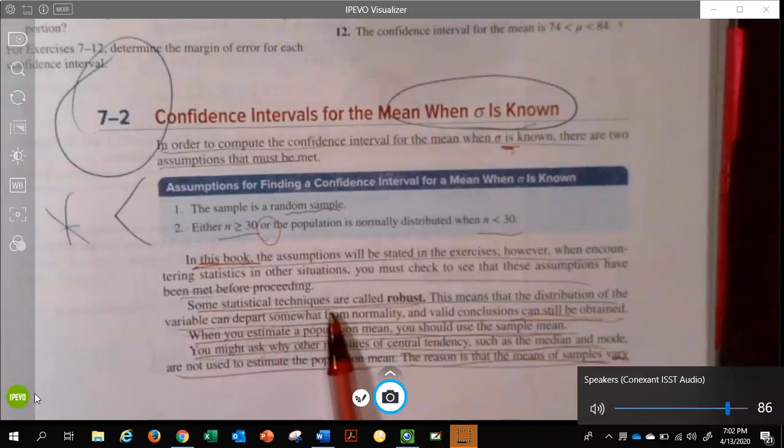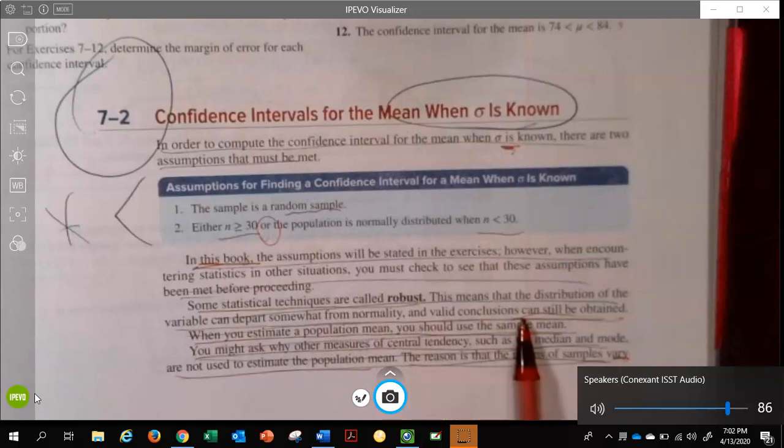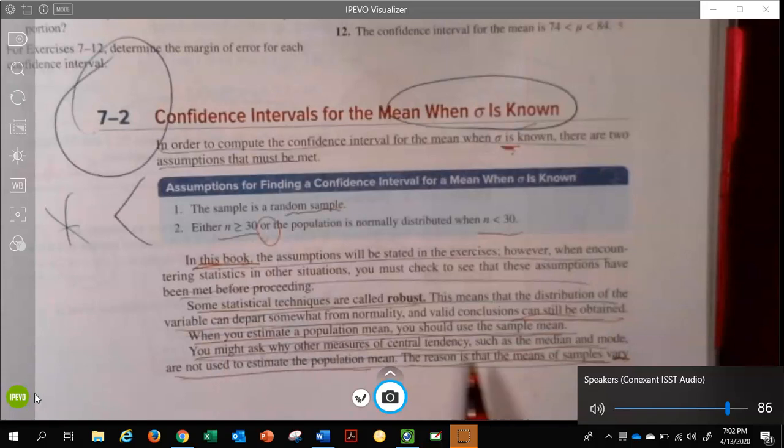Some statistical techniques are called robust, and this means that the distribution of the variable can depart somewhat from normality, and valid conclusions can still be obtained. When you estimate a population mean, you should use the sample mean. You might ask, why are measures of central tendency, such as the median and the mode, not used to estimate the population mean?